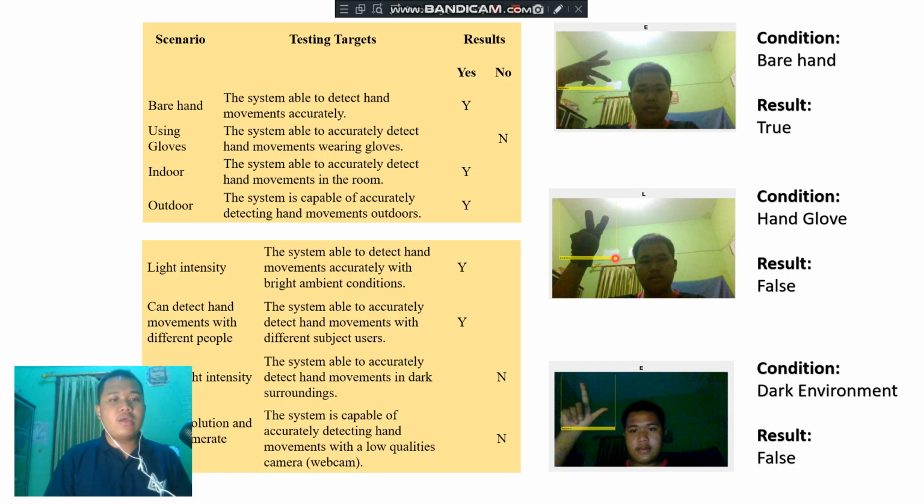Alright, in here we will talk about the scenario, testing target, and the result. The first thing is the scenario. When we use bare hands, is the system able to detect hand movement accurately? The answer is yes, it's accurate. How about if you use gloves? Is the system able to detect hand movement wearing gloves? No, it's unable. Indoors, it says yes. Like in the city, the system is able to detect hand movement accurately in bright ambient conditions. It will always say yes.